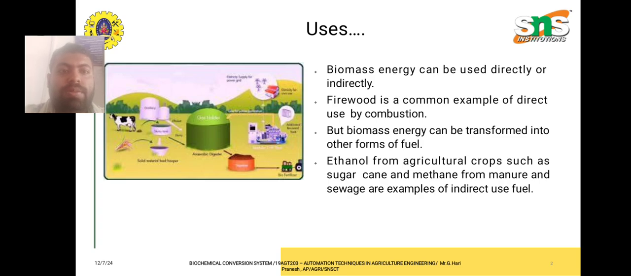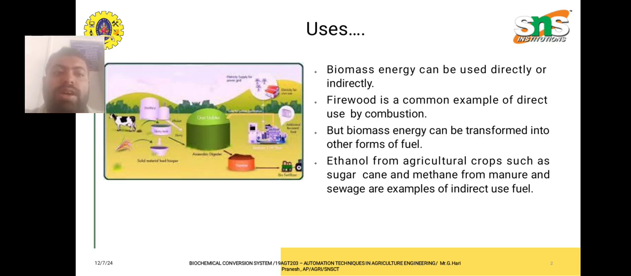Uses. Biomass energy can be used directly or indirectly. For example, firewood is a common example of direct use by combustion. But biomass energy can be transformed into other forms of fuel: ethanol from agricultural crops such as sugarcane, and methane from manure and sewage. These are the examples of indirect use fuel.